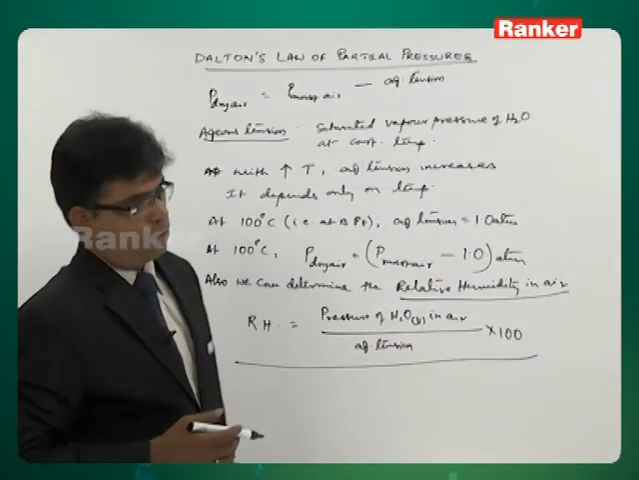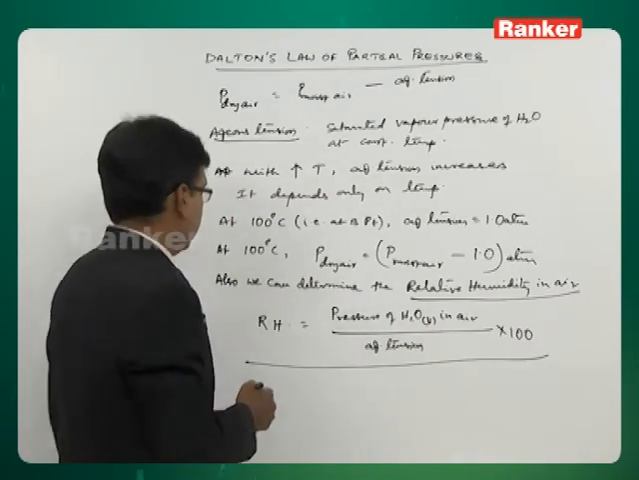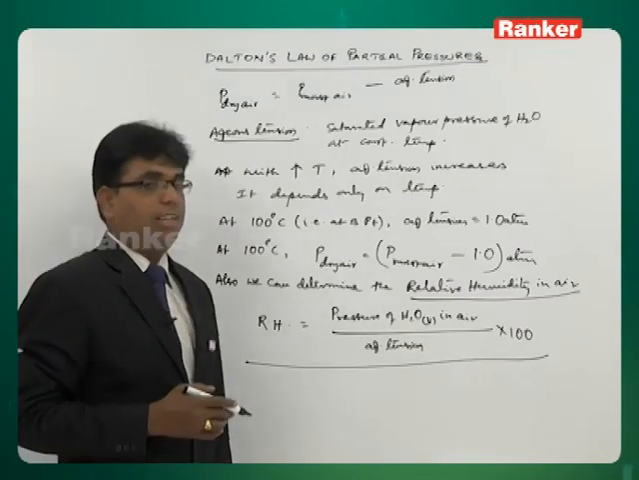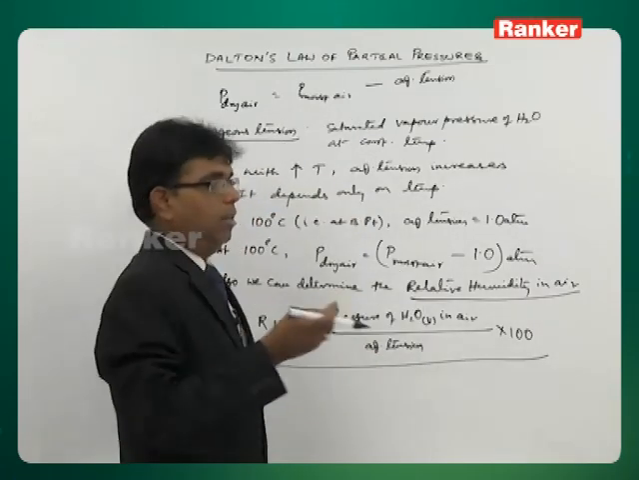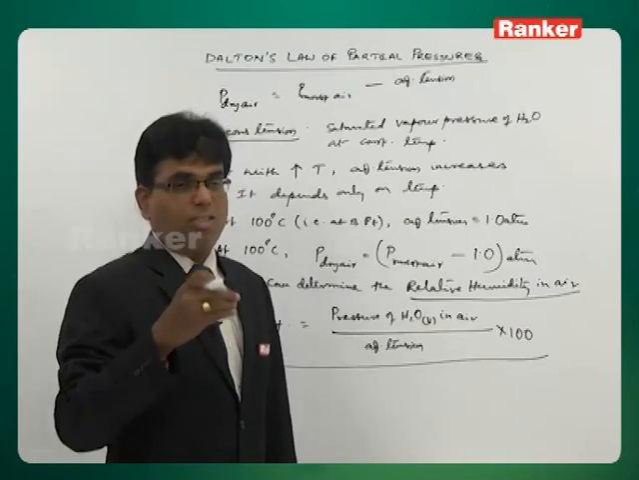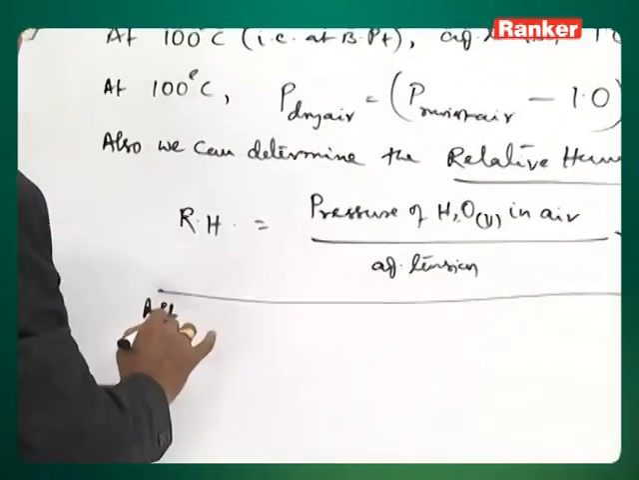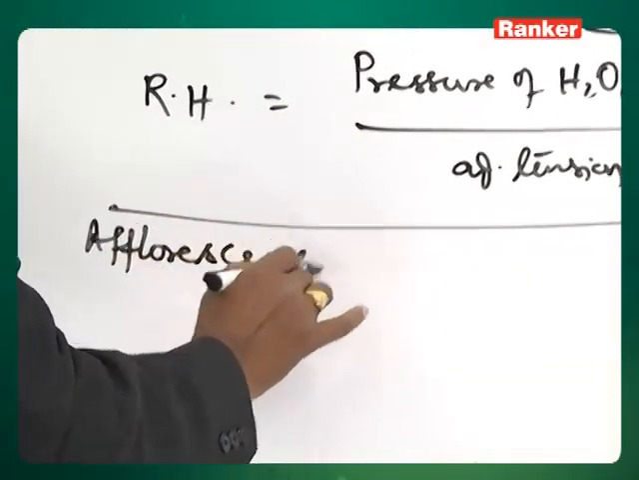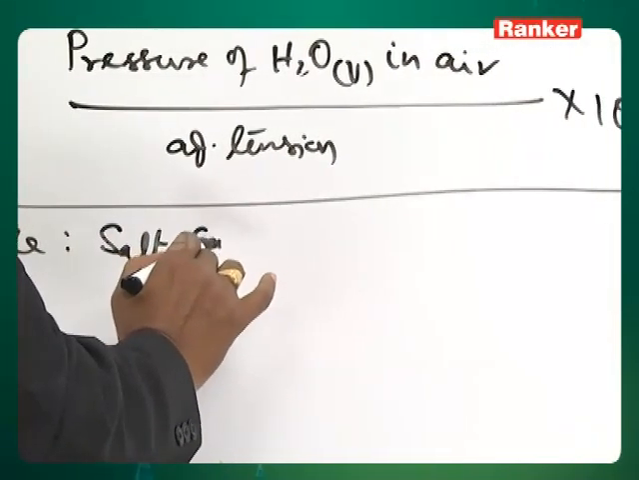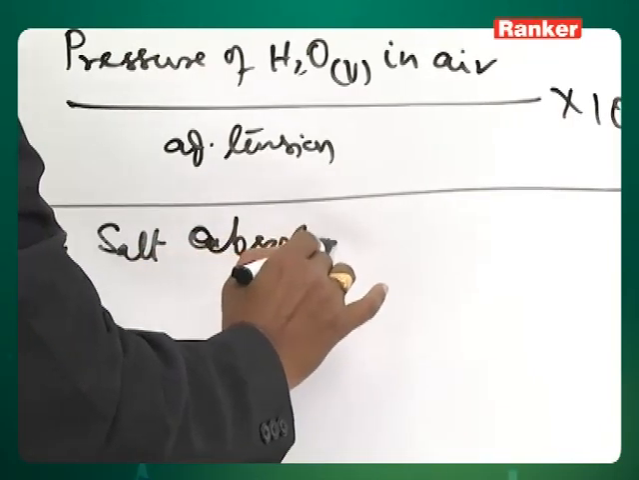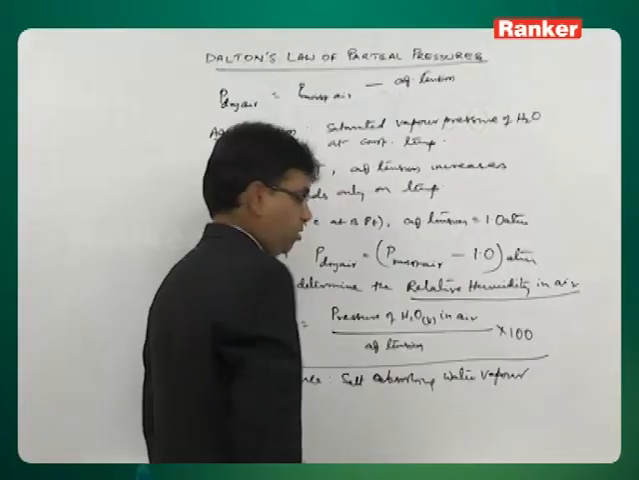And also what we can determine using this is, once you measure the partial pressure and aqueous tension, then we can say the hygroscopic nature of the salt, whether a given salt is efflorescent or not, also we can determine. Efflorescence means whether salt is absorbing water vapor is what we call efflorescence.